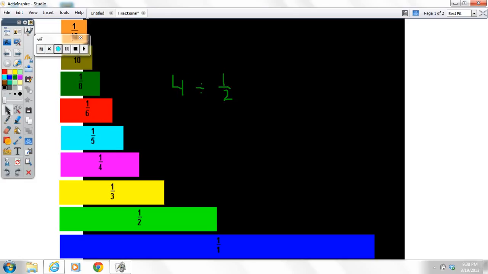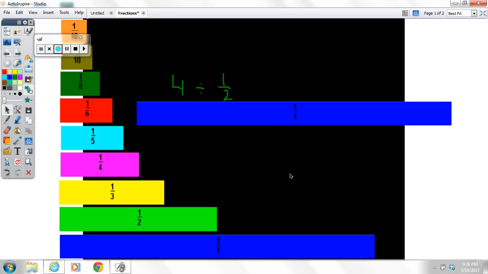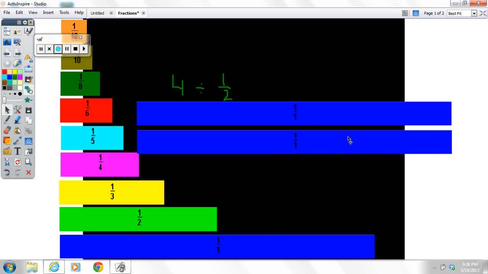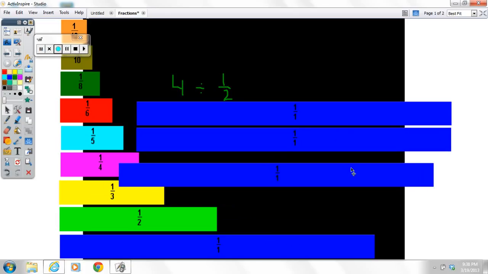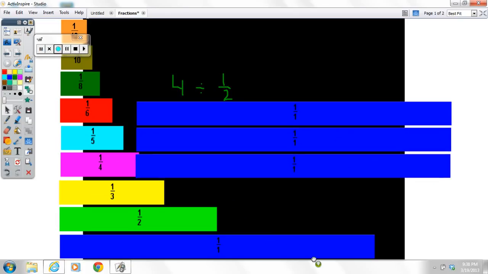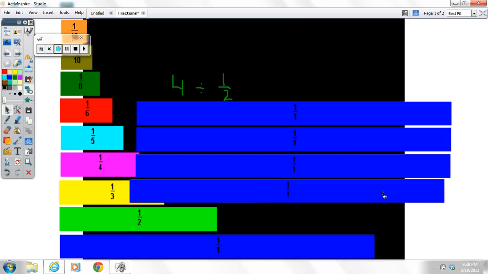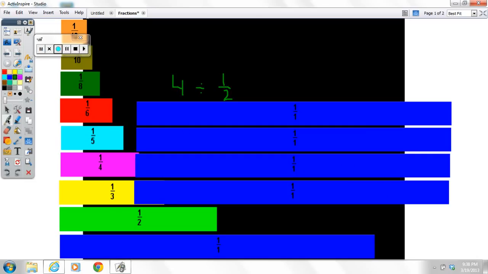Well, you need to understand what this looks like. What this means is we're going to take 4 whole bars, and we're going to divide each of these 4 bars into halves. Then the question is, if we took each of these 4 bars and divided them in half, how many pieces would we be left with?